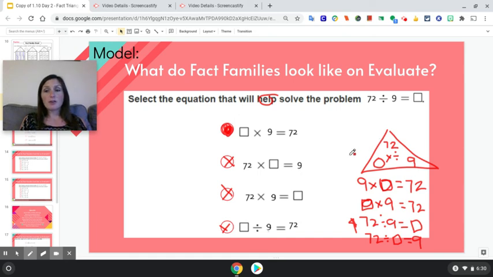Okay. So you are going to look through here and see if you can use your fact families to help you solve this. But guess what? There's not only this.